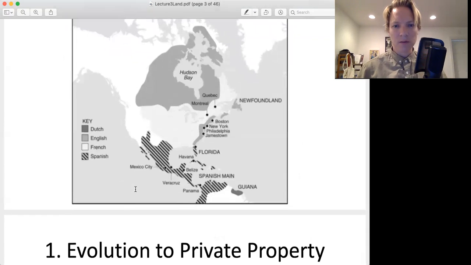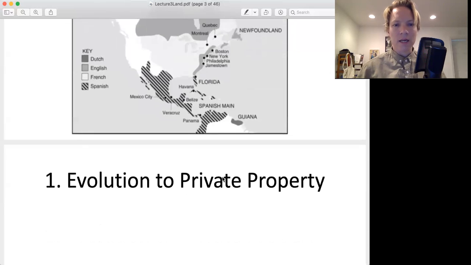All right, here's how your initial colonies in the Americas. You have the English over here. This is French initially. Your Spanish through what is present day Latin America.